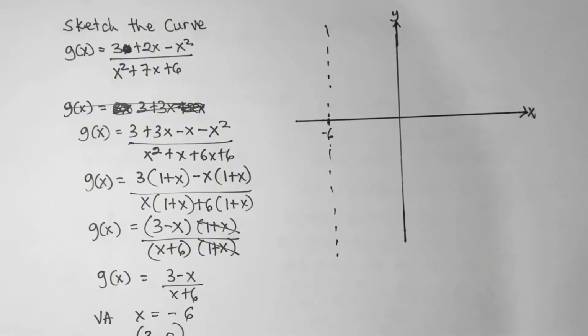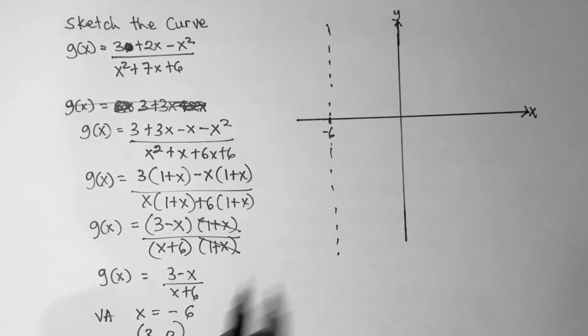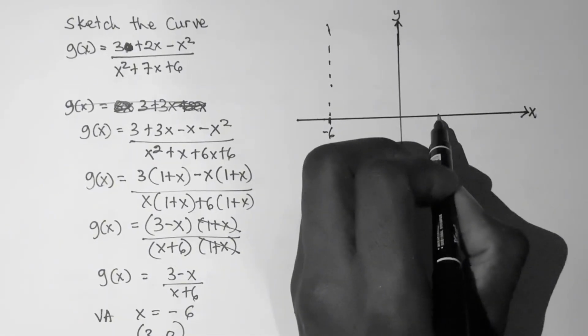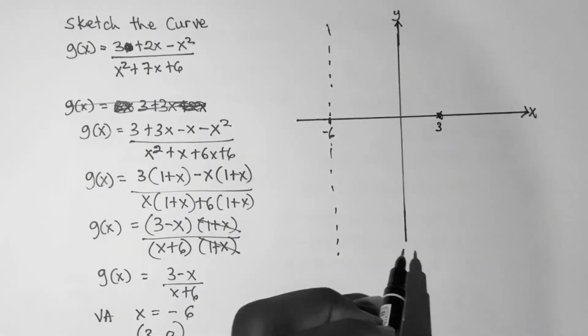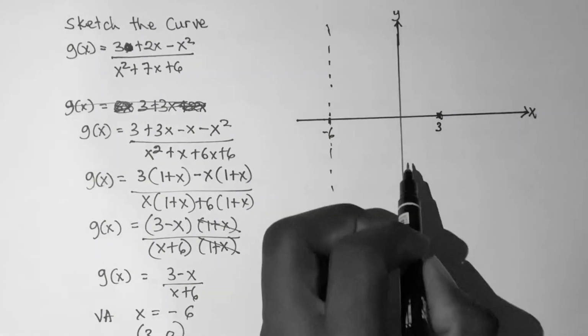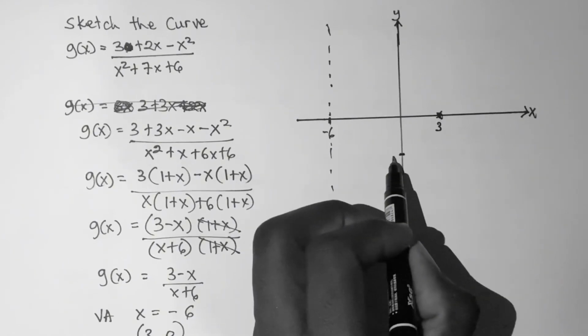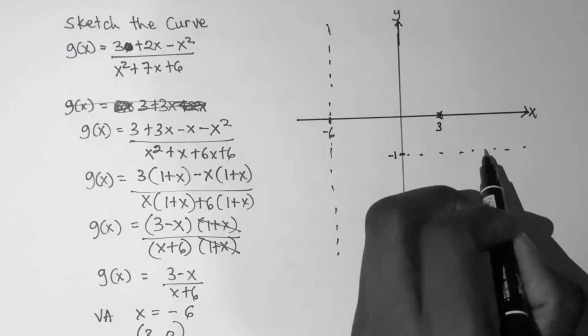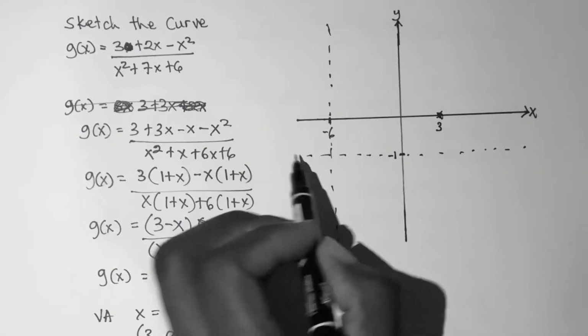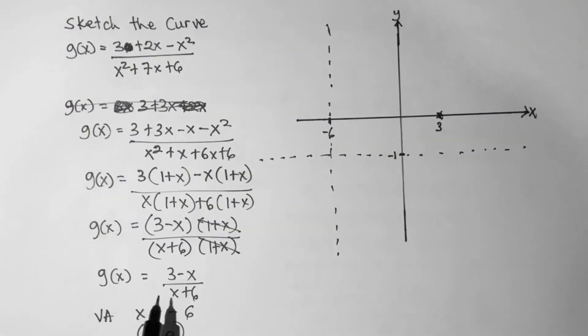And then apart from that, we have a turning point at 3 and 0. So let's assume here is 3. So there's a turning point here. And then we have a horizontal asymptote at minus 1. So here's minus 1. This is the horizontal asymptote. So we have a horizontal asymptote here.